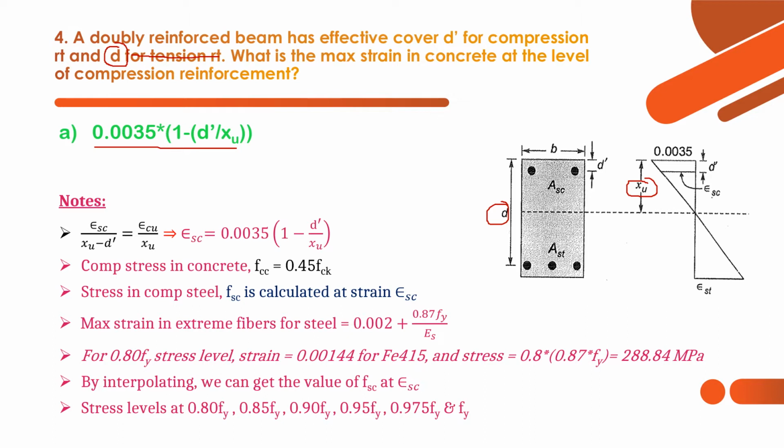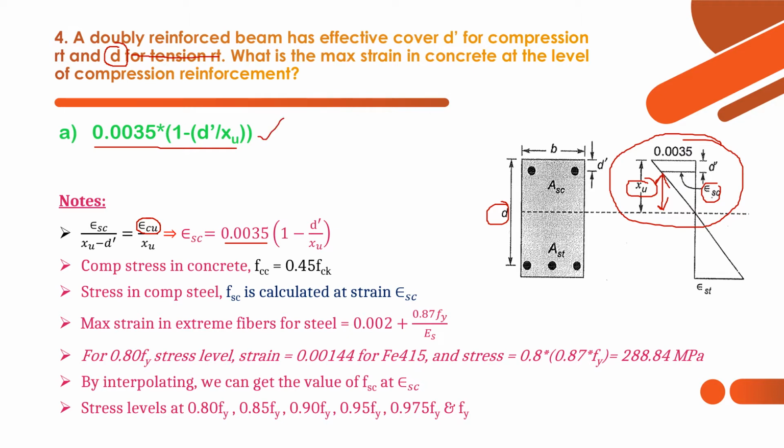Epsilon SC, that is strain in compression steel, divided by xu minus d dash. Here also a similar triangle concept is followed. Strain here is divided by this distance. What is this distance? xu minus d dash equals strain in the utmost compression fiber in concrete, divided by xu. We know epsilon cu is 0.0035, so it is 0.0035 into xu minus d dash by xu, and xu minus d dash by xu is nothing but 1 minus d dash by xu. So this is how we arrive at this relation.